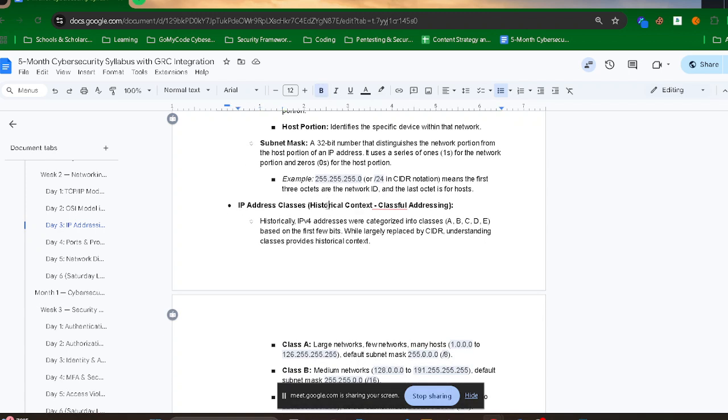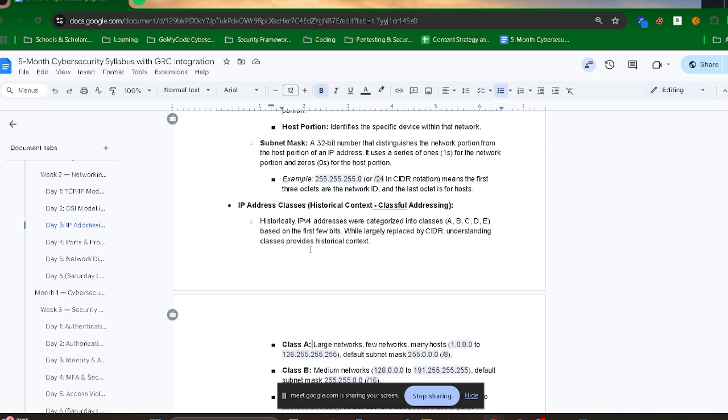If not today, you can read it up, and then we explain better next week. So you can see here that /24 in CIDR notation means the first three octets are the network ID and the last octet is for the host. If you are saying octet, you should know what it means now, right?